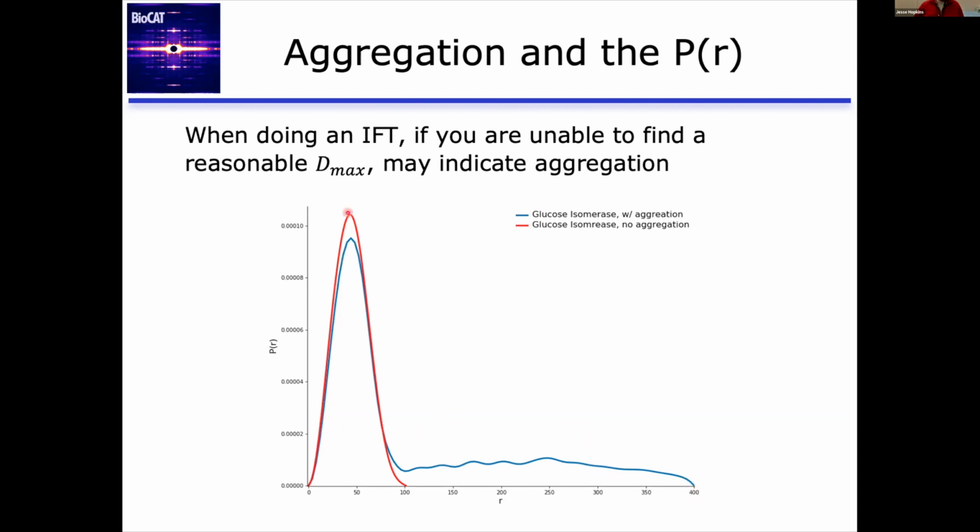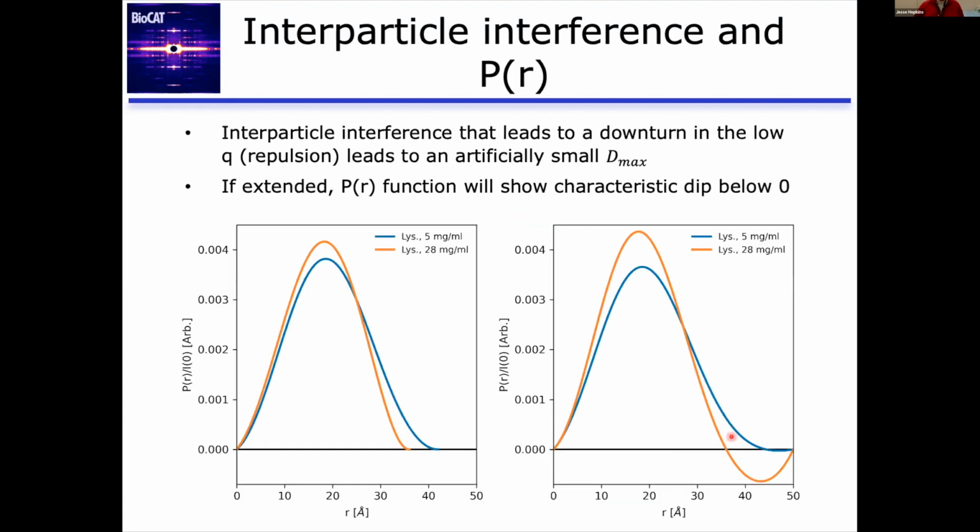Whereas the same protein, shown in red without any aggregate, has a nice smooth approach to 0 near 100. And so aggregate typically shows up as this kind of long extended tail and trouble finding a maximum dimension for your particle. So that's one thing to be aware of. Interparticle interference that leads to downturns at low Q, this repulsion, this leads to an artificially small Dmax.